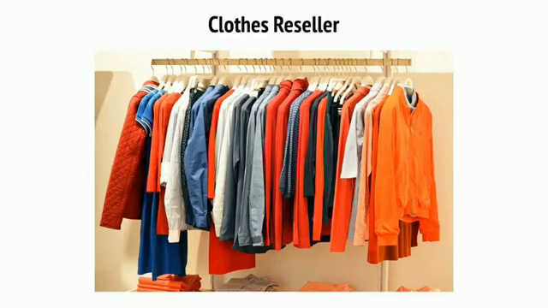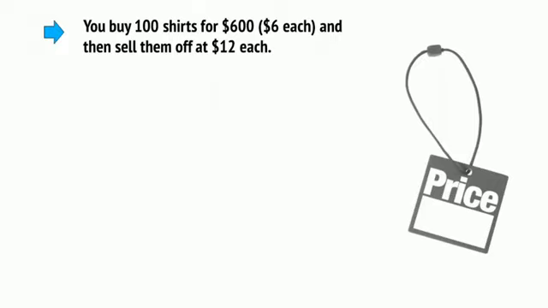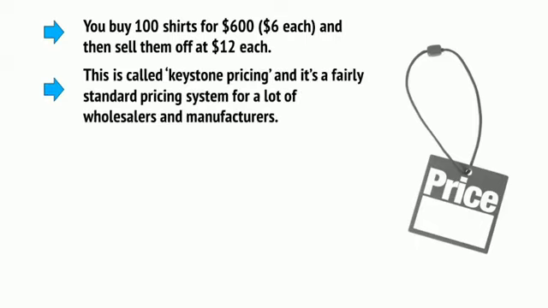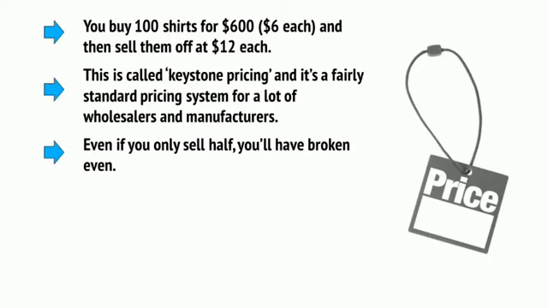A very simple and easy business model, if you're looking to make money from home as a side business, is to become a reseller. What this means is that you're buying stock and then simply reselling it for a little more. To do that, you'll normally be buying in wholesale. So let's say you choose to sell clothes from home. Now, this might mean that you buy 100 shirts for $600, that's $6 each, and then you sell them off at $12. This is called keystone pricing, and it's a fairly standard pricing system for a lot of wholesalers and manufacturers. Even if you only sell half, you've broken even.